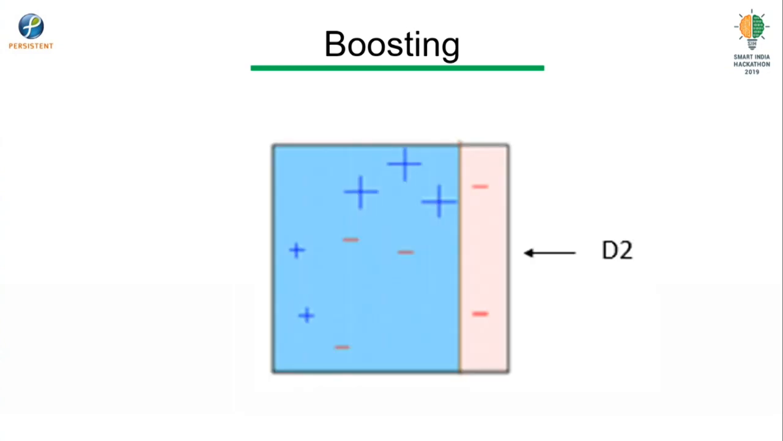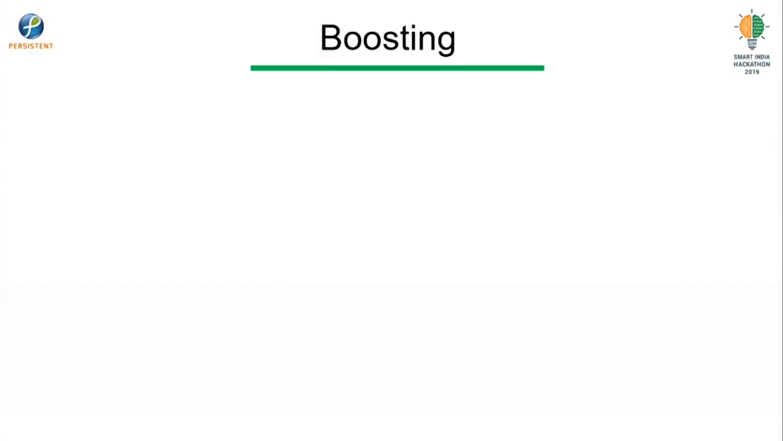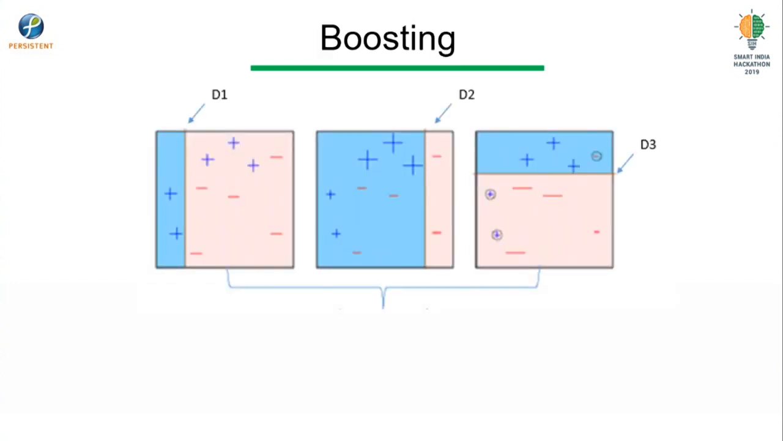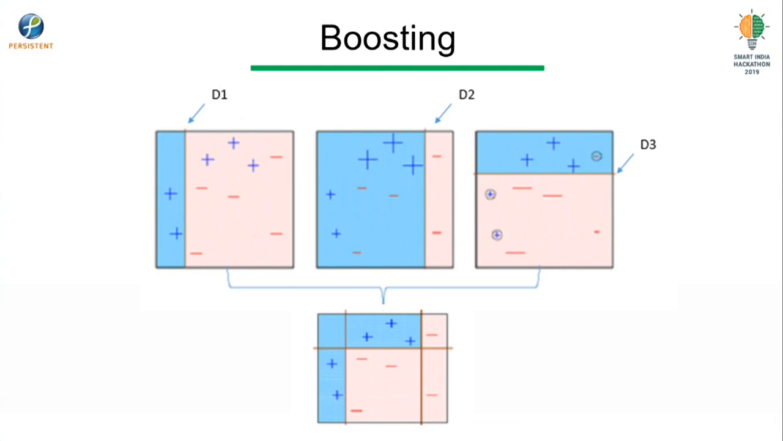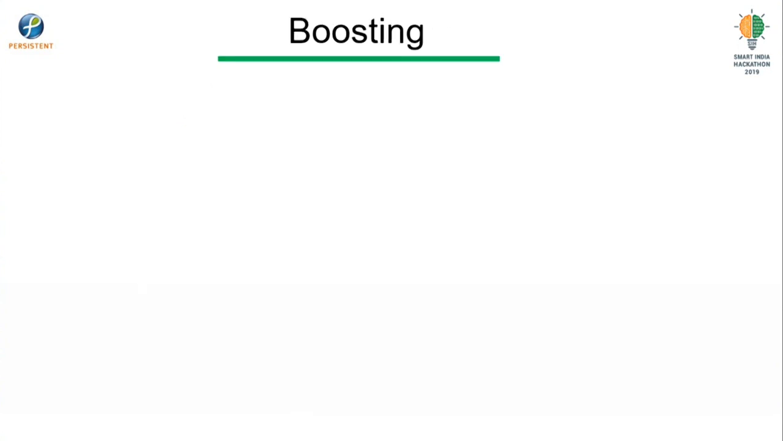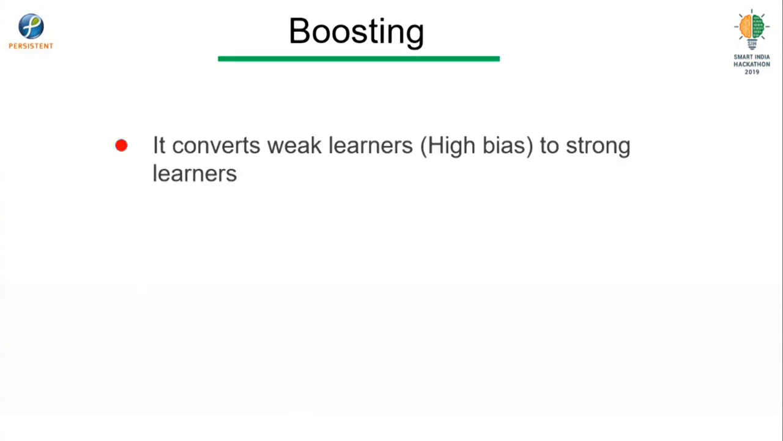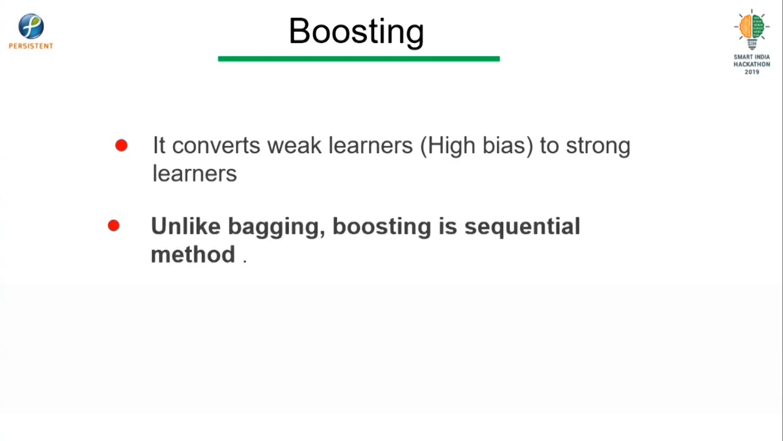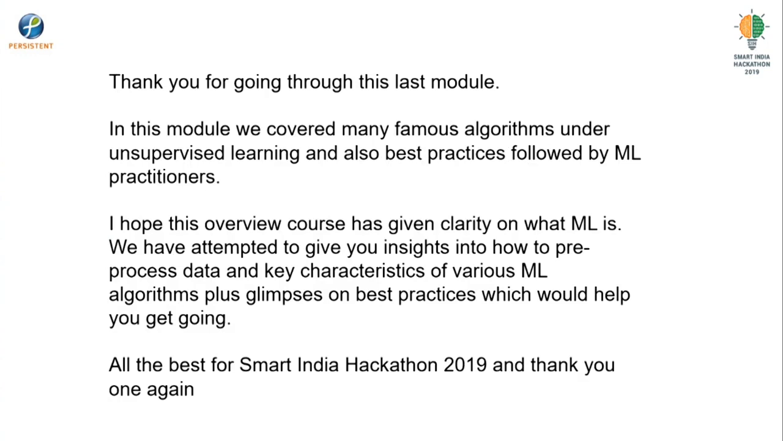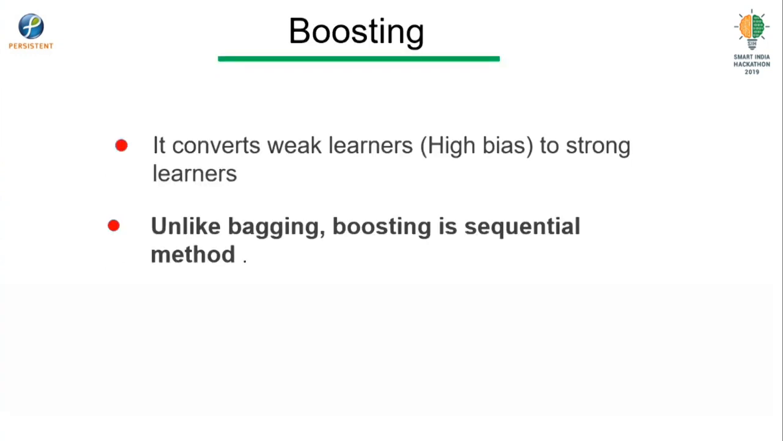It misclassifies different points every time, but collectively after 3 iterations, if all the 3 are combined together and redrawn, then it will classify correctly. So, it is more of an iterative process, and there are certain algorithms like XGBoost and AdaBoost for this particular methodology. It converts weak learners into strong learners, unlike bagging. Boosting is a sequential method. So, that is about all.